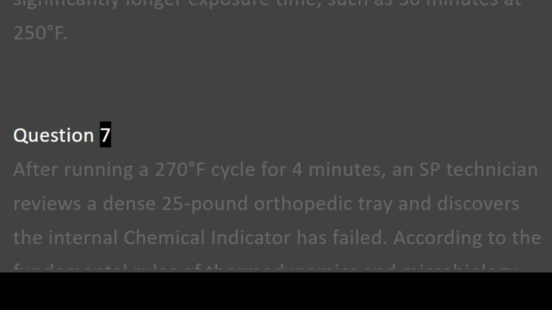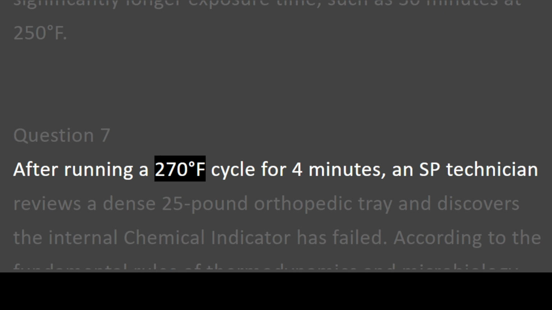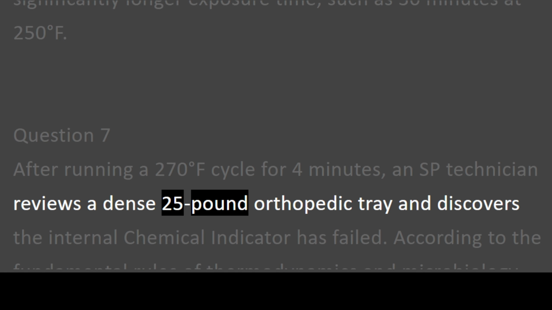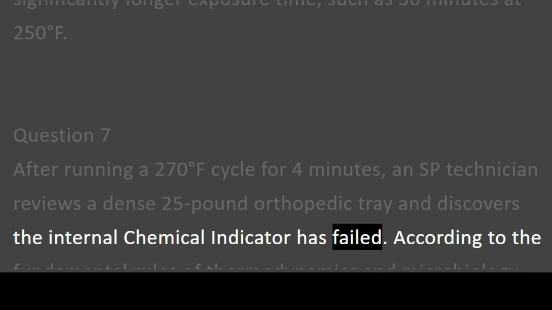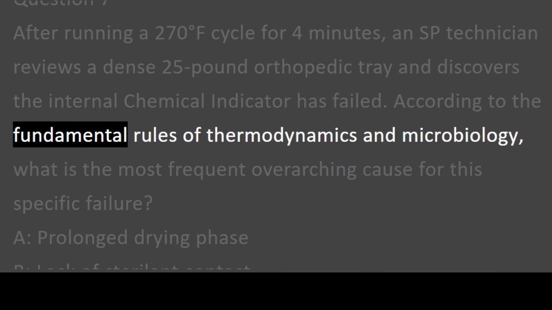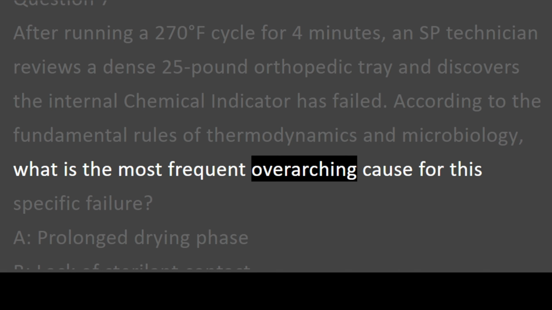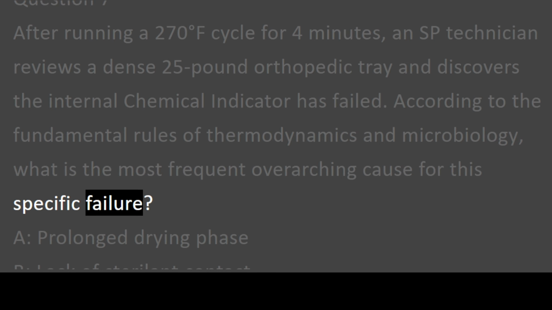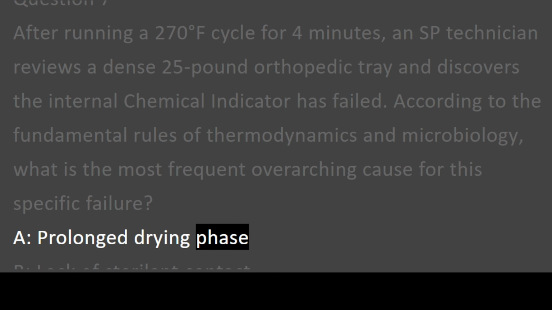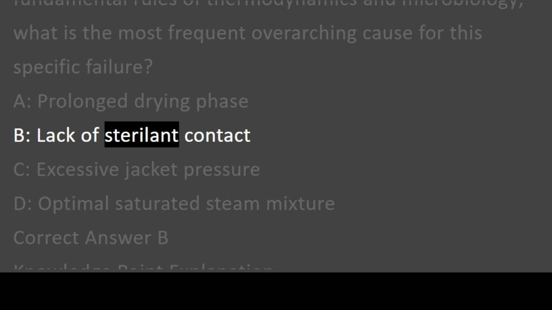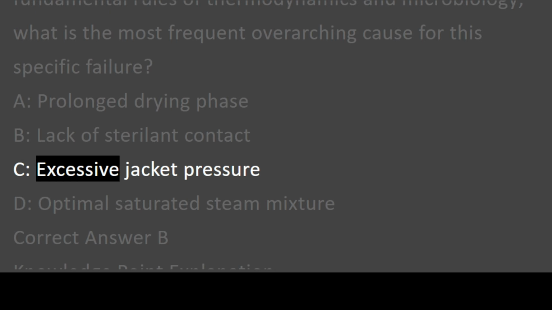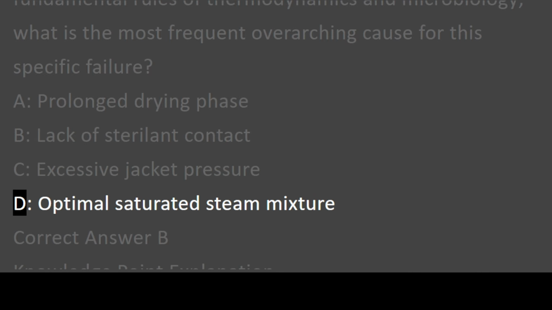Question 7. After running a 270 degrees Fahrenheit cycle for 4 minutes, an SP technician reviews a dense 25-pound orthopedic tray and discovers the internal chemical indicator has failed. According to the fundamental rules of thermodynamics and microbiology, what is the most frequent overarching cause for this specific failure? A. Prolonged drying phase. B. Lack of sterilant contact. C. Excessive jacket pressure. D. Optimal saturated steam mixture.